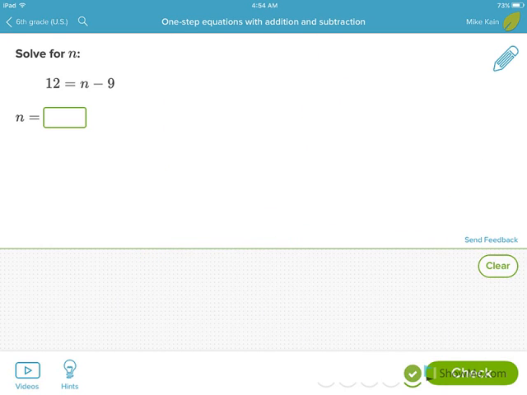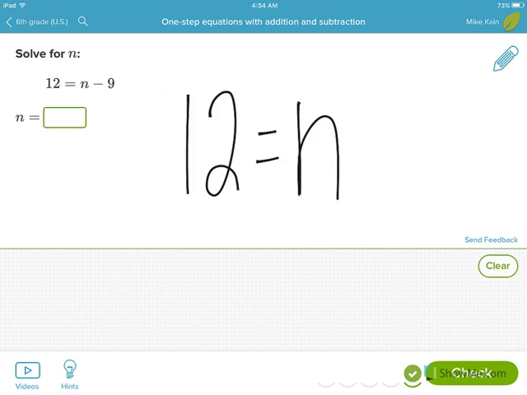This one's a subtraction problem. So 12 equals some number minus 9. Some number minus 9 will equal 12. So again, we can look at this, we can plug numbers in, we can try to figure it out that way, or we can use what I like to do, which is properties of equality.